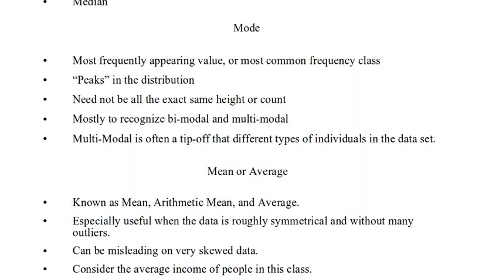Now, when we're making that distinction, we don't have to have exactly the same height or exactly the same count. Roughly the same, and we could conclude that the graph has many modes. So peaks can be plural. When we see multimodal data, it's often a tip-off that there are different types of individuals in the data set with different centers. The mean or the average could also be called the arithmetic mean.